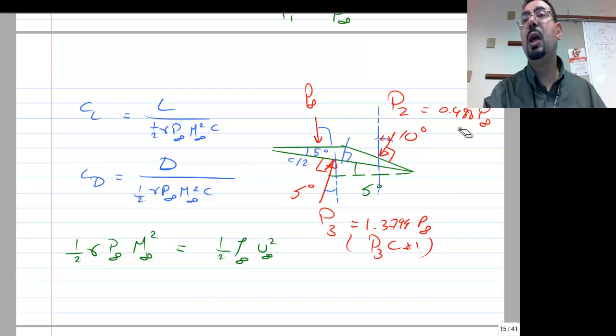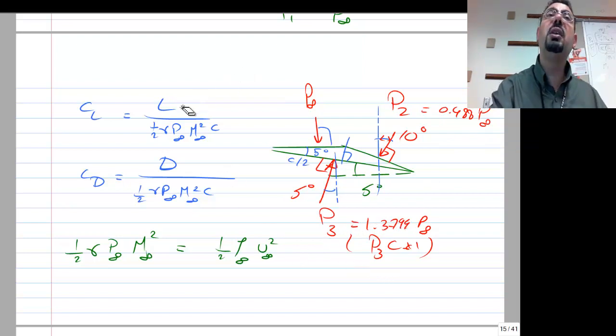Same thing over here, P2, and see how P3 and P2, they are all in terms of P infinity, 0.4 P infinity, 1.3 P infinity. And so you put those guys here with plus or minus sign, you divide over this, and P infinity cancels with P infinity, and you get your CL and CD.